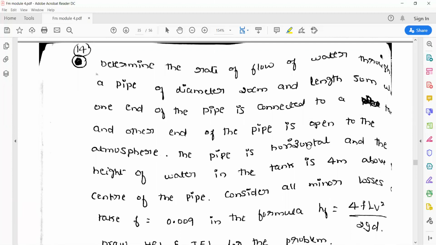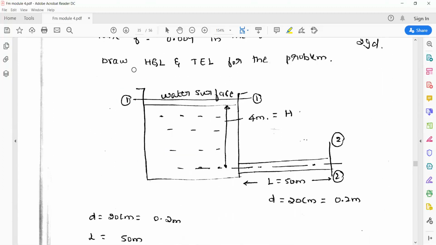Determine the rate of flow of water through a pipe of diameter 20 centimeter and length 50 meter, where one end of the pipe is connected to the tank and the other end of the pipe is open to atmosphere. So there is a tank here, and a circular pipe is attached to this tank, which has got 20 centimeter diameter and 50-meter length.